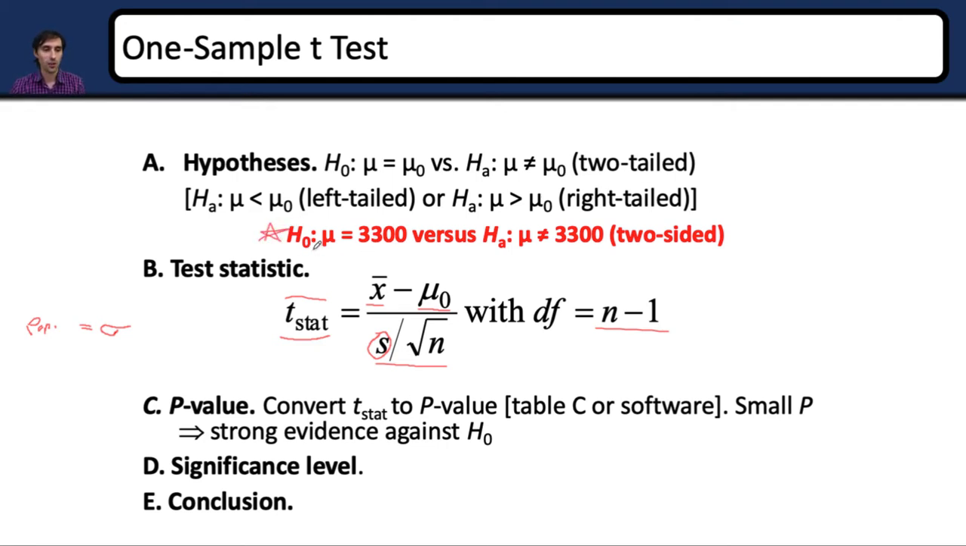All right, so our null hypothesis is that the average is 3,300 grams versus that the alternative is not 3,300 grams. All right, that looks much nicer.